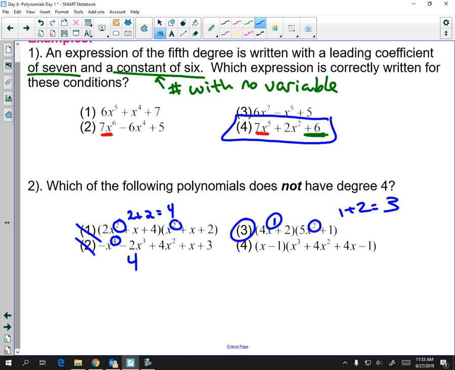If you want to know why 4 is not your answer, an exponent of 1 in your first group, exponent of 3 in your second group, it has a degree of 4.